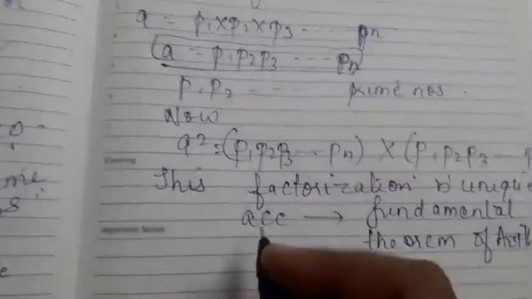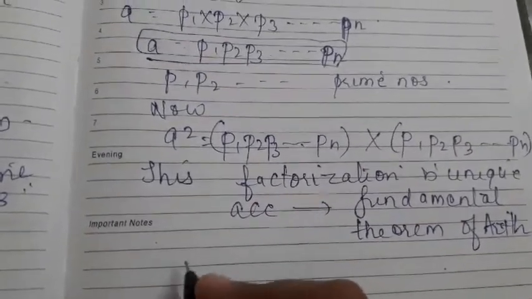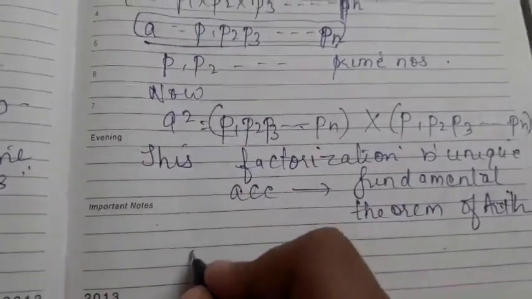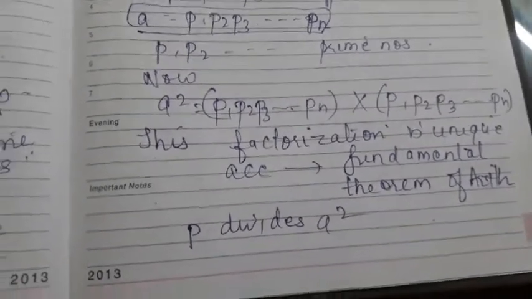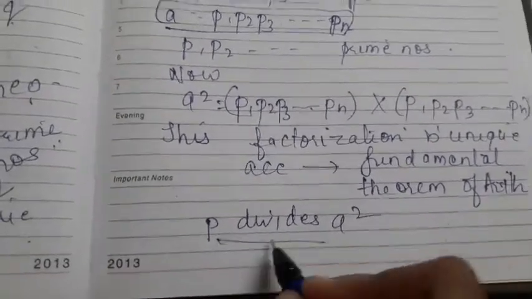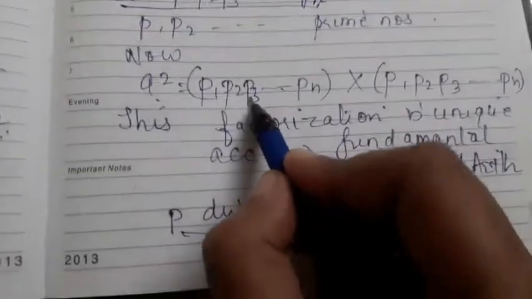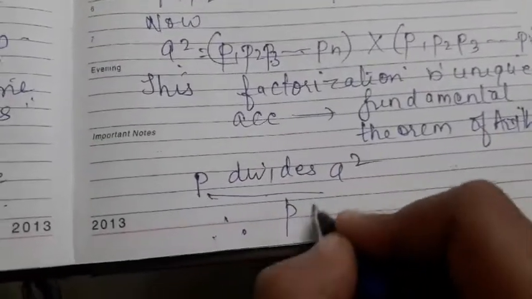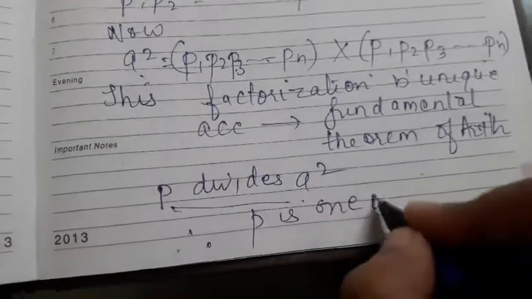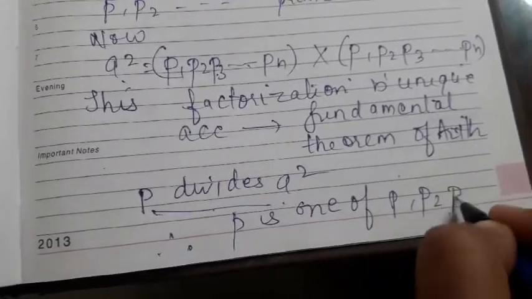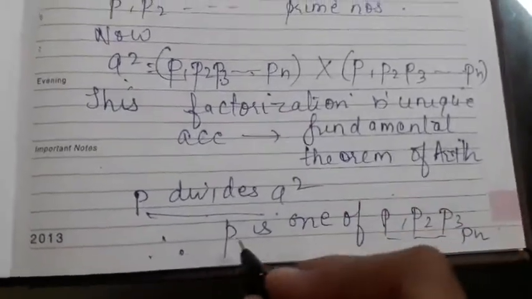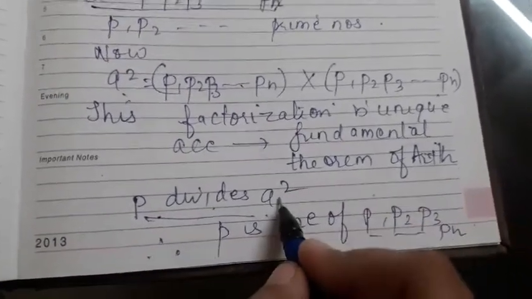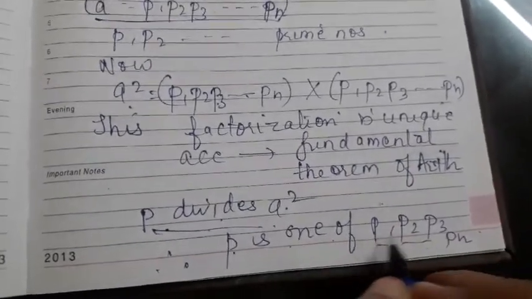Now it is given that p divides a square, and we also know that this is a factorization of a square. So therefore we can say that p is one of p1, p2, p3 and so on till pn. Therefore, if p is dividing a square, p will be one of the p1, p2, p3.